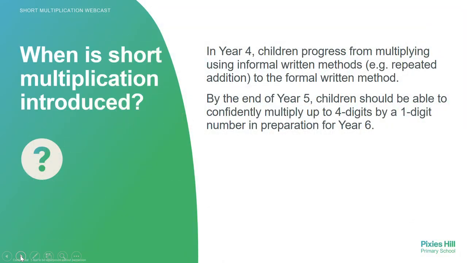When is short multiplication introduced? In Year 4, children progress from multiplying using informal written methods such as repeated addition to the formal written method. By the end of Year 5, children should be able to confidently multiply up to 4 digits by a 1-digit number in preparation for Year 6.